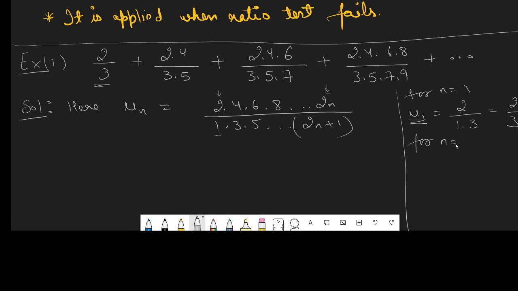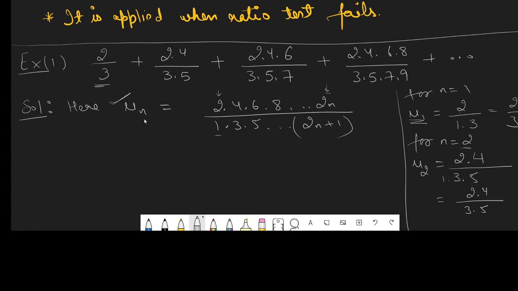Now for n is equal to 2, u2 is equal to 2 into, the last term is 2 into 2, that is 4. So it will vary till 4, skipping the odd term. So it will be 2 into 4. Now in the denominator we have 2 into 2 plus 1, that is 5. So it will go 1 to 5, skipping the even terms. So we can write it like that, 2 into 4 divided by 3 into 5. Similarly you can find any term, so the nth term I assumed is correct. That's how you check it.